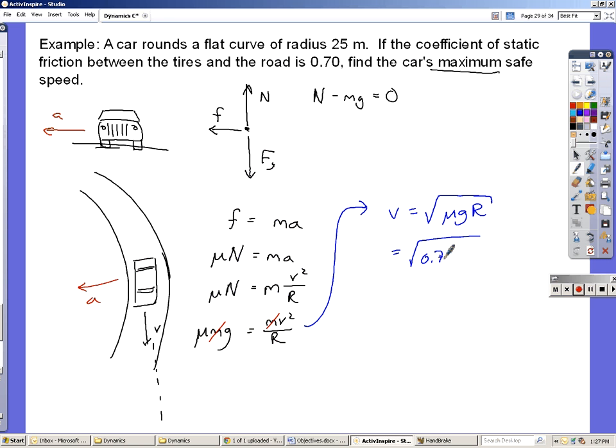So 0.7 times 9.8 times r, which is 25 meters in this case. So square root of 0.7 times 9.8 times 25, and we get a speed of about 13 meters per second, which is somewhere between 25 and 30 miles an hour.